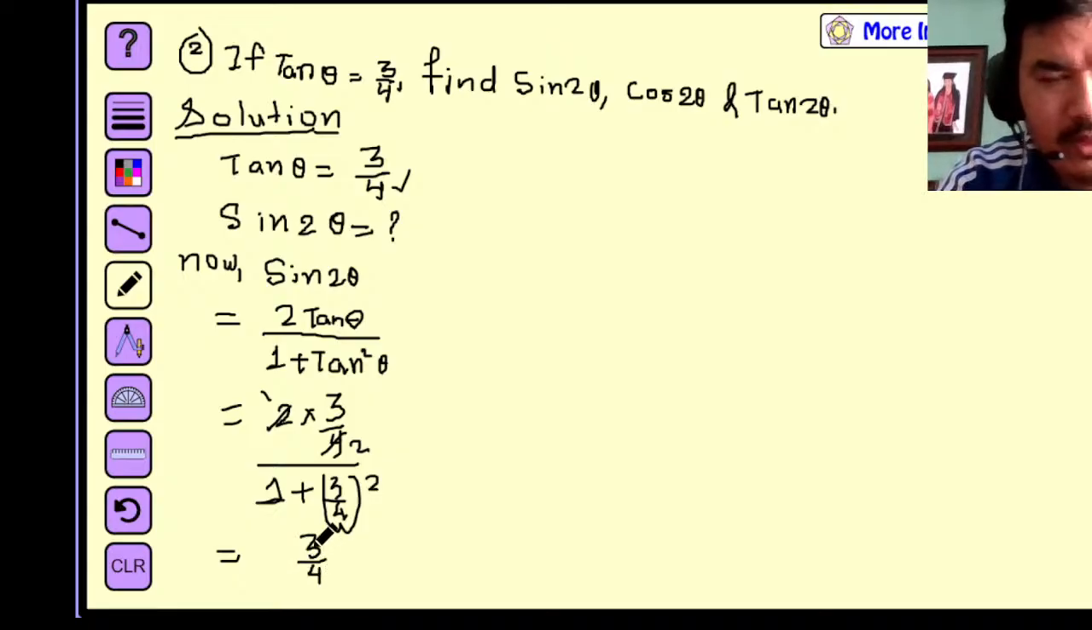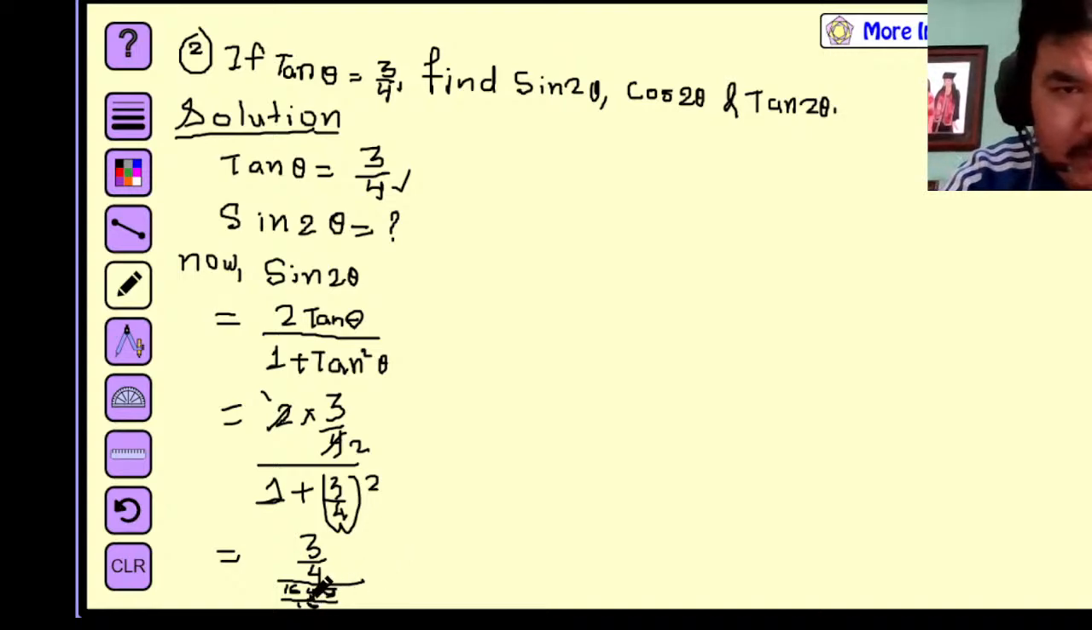Then if you open this one, what will be there? 16, the 16 will be here. Okay, here will be 16, right? 16 plus, and here will be 9. Okay, 16 plus 9 divided by, here will be also 16. Then this is 16. Okay, children.